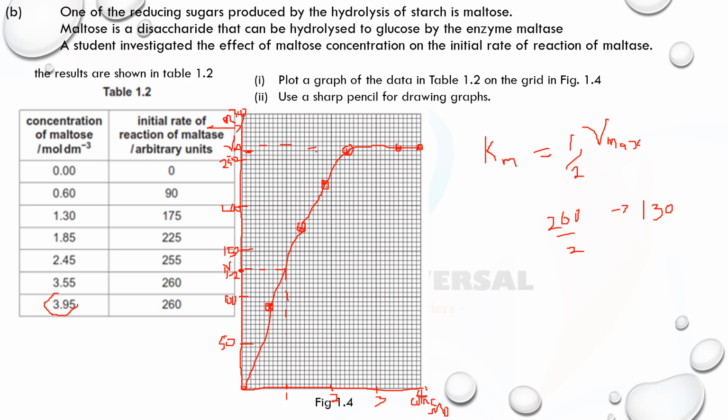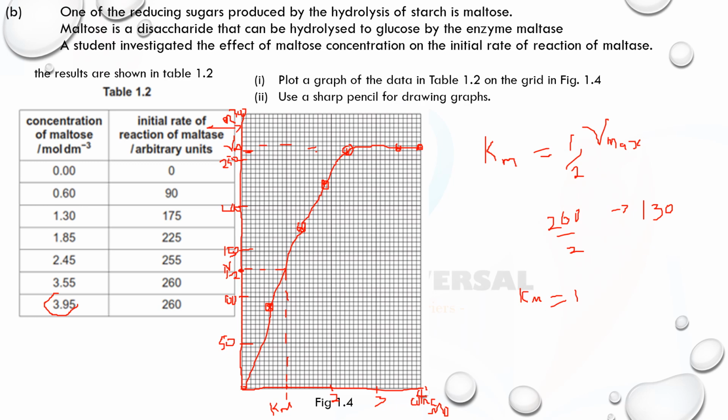You trace it down to, so this is 1. This one is our Km. So the Km value is this one. 1 is the Km value. That's also a concentration, 1 arbitrary unit. I hope you understood how we did it. So I plotted the graph and got the Vmax and Km value.